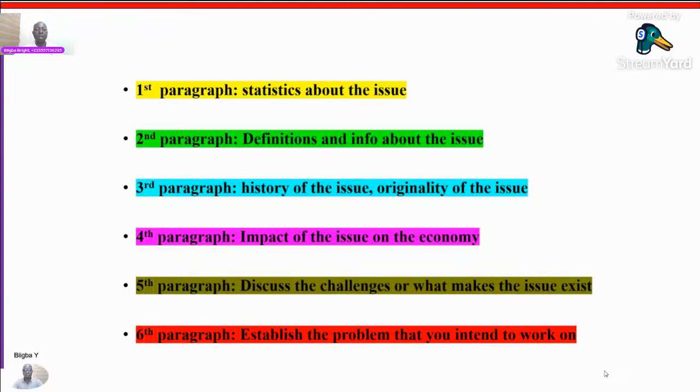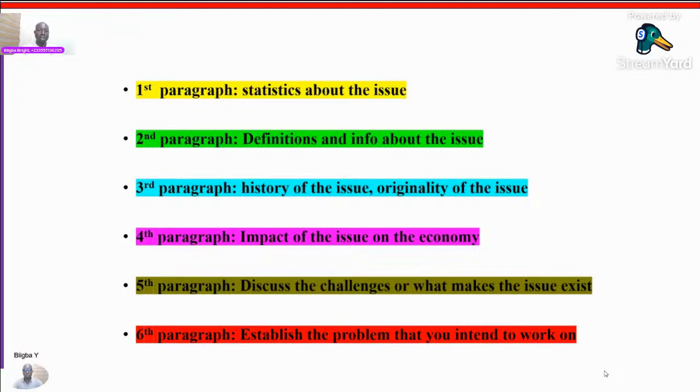Now, discuss the challenges or what makes the issue exist. These are simply problem statements, but in this case, you are just giving it narrowly. You are not going to break everything down there. You are going to summarize why the problem exists, what makes the problem exist. And then the last one will be to establish the problem that you want to investigate. Here, that's your main research question, and that's going to be your last paragraph in your introduction.